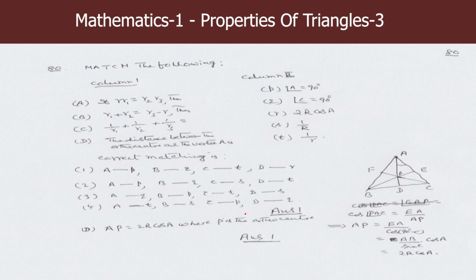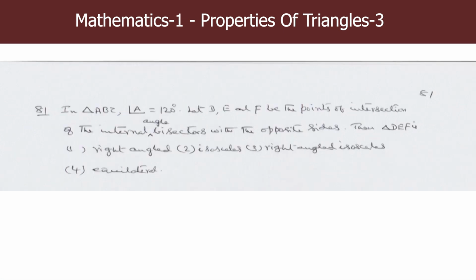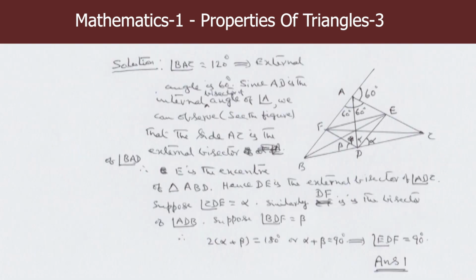A goes to P, B goes to Q, C goes to T, and D goes to R. 81. In triangle ABC, angle A is equal to 120 degrees. Let D, E and F be the points of intersection of the internal angle bisectors with the opposite sides. Then triangle DEF is 1. Right angled, 2. Isosceles, 3. Right angled isosceles, 4. Equilateral. So this is a very good problem.